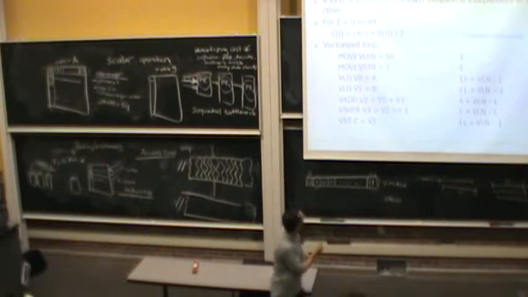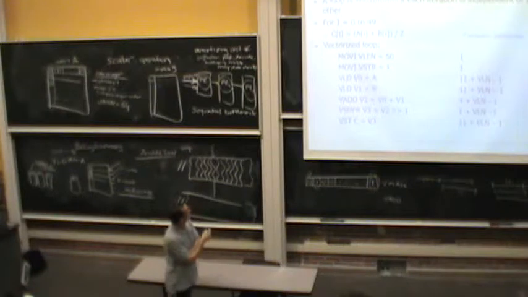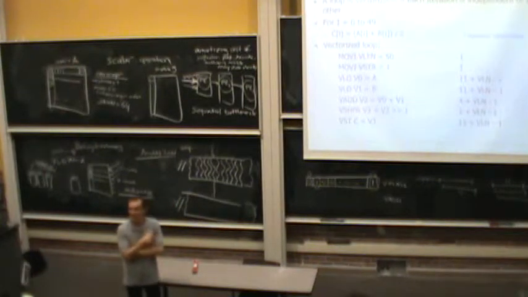Okay, before we go into how we can optimize this, if you look at this, this takes 7 dynamic instructions. Right? There's no looping here.